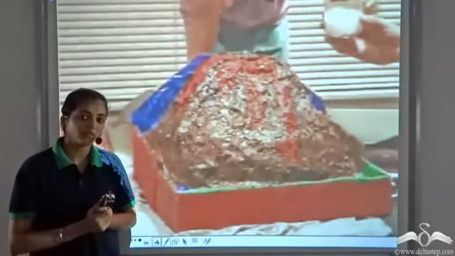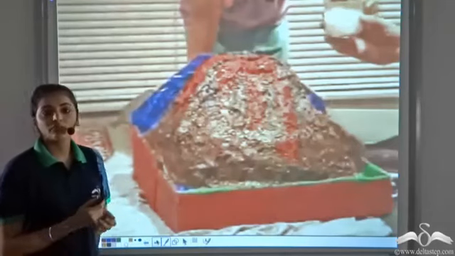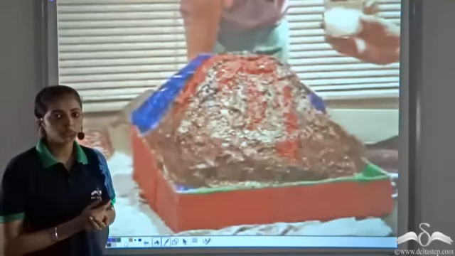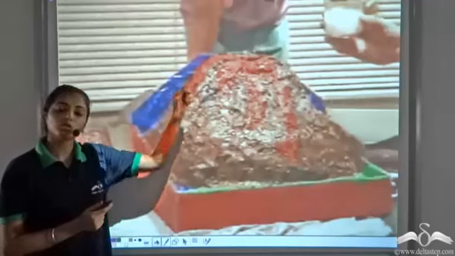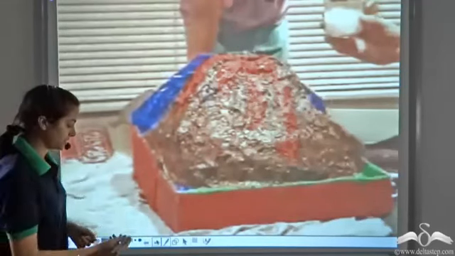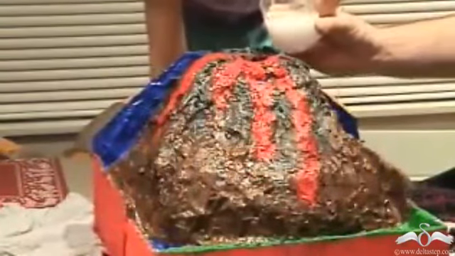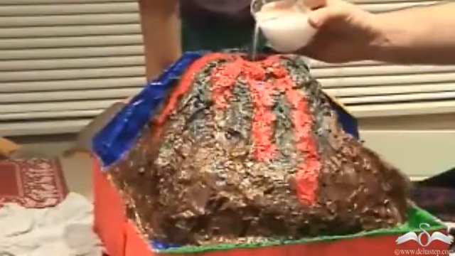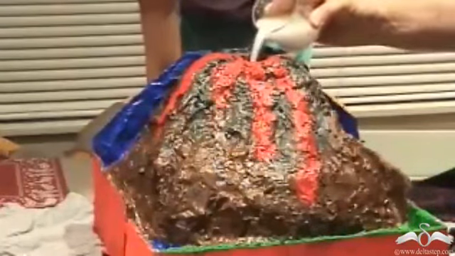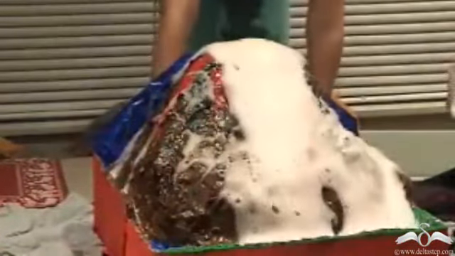Now get ready for some fun. We'll add some vinegar that you use at home. We'll add some vinegar on the mouth of the bottle. See what happens. Surprise! We have created our own erupting volcano.